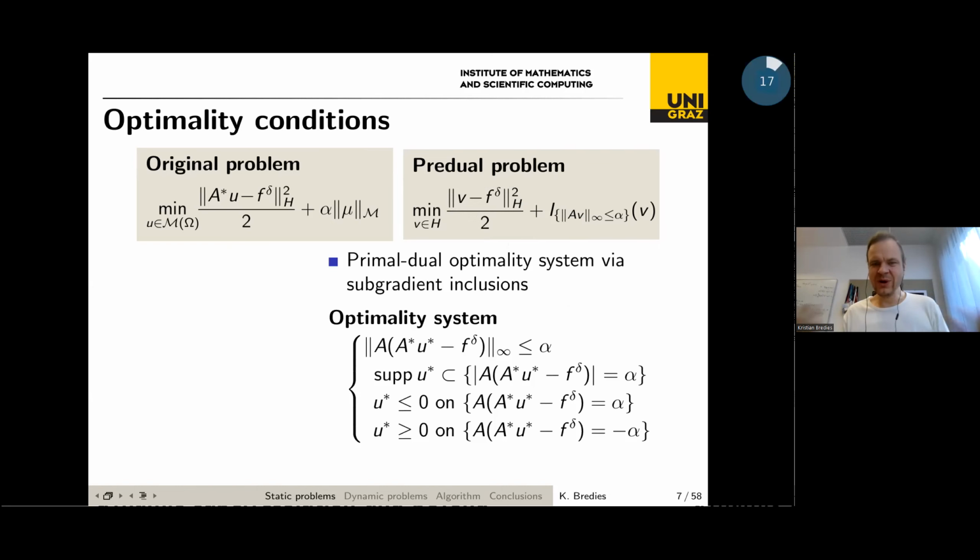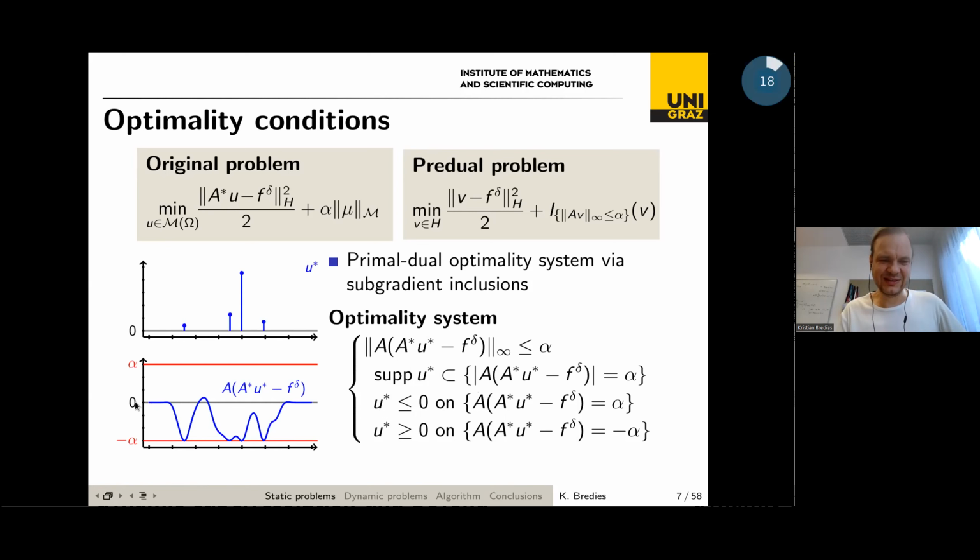And so if you have a primal dual problem pair, you can also formulate optimality conditions in an optimality system. And in this case, it looks as follows, right? So you have a dual variable that is infinity bounded by alpha. Alpha is a regularization parameter. And then you know where this infinity constraint is active. So this is a superset of where your measure is supported. And then you also know the sign of your solution, in the case of signed measures, depending on which of the two constraints is active.